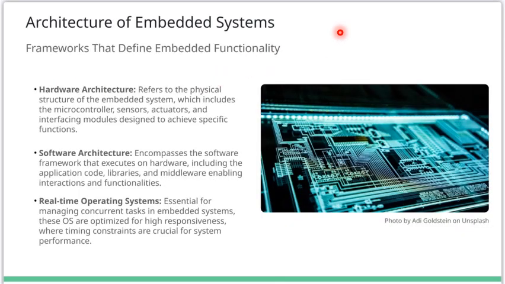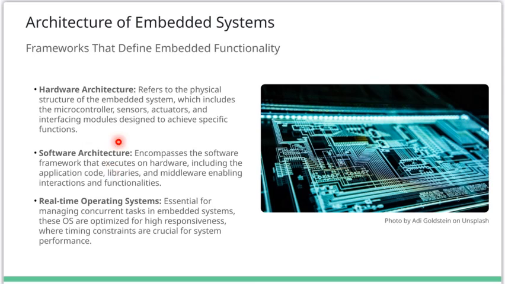Okay. Next part, we'll be discussing the architecture of embedded systems. Architecture basically means a framework that defines the embedded functionality. Architecture may be hardware architecture or software architecture, and in the special case where the embedded system is applicable to real-time operation, to manage several concurrent tasks, we need to have the structure of a real-time operating system. So in short, these are the architecture components of the embedded system.